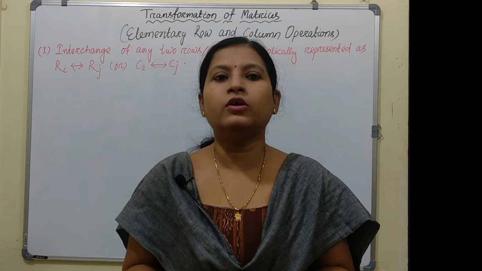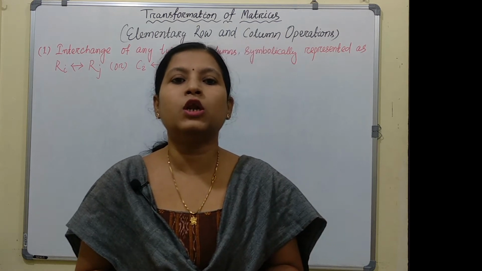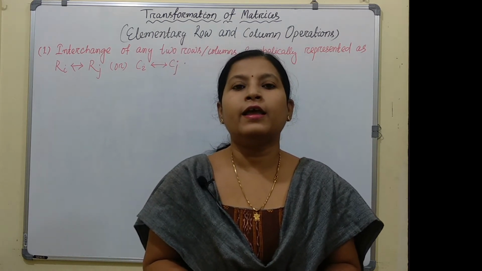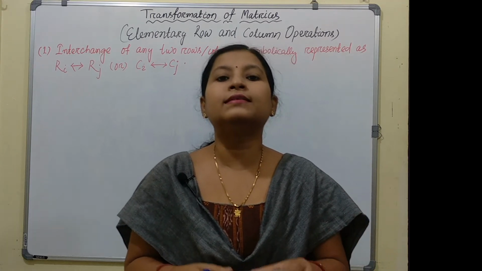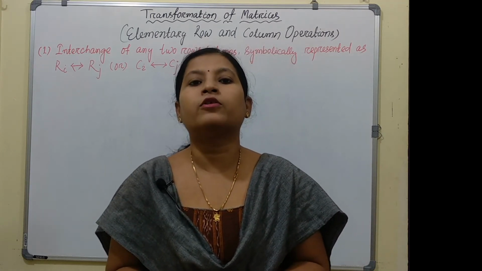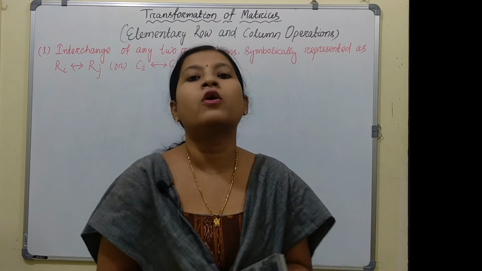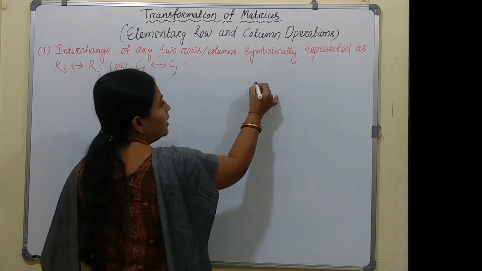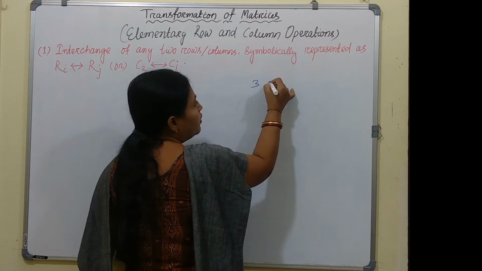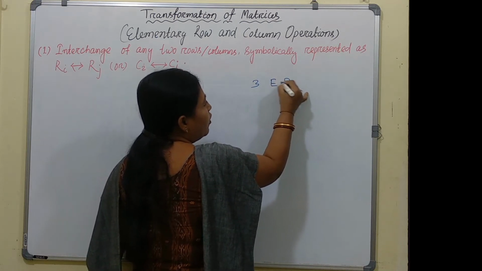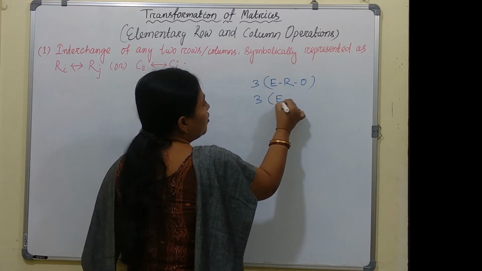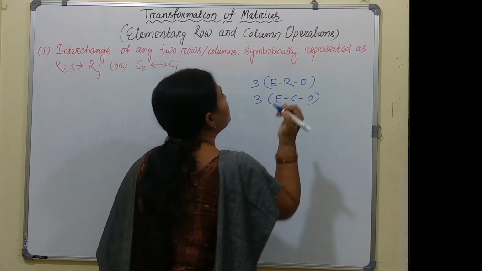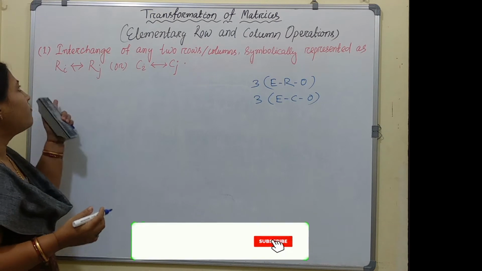Hello everyone, today we will start transformation of matrices, or elementary row and column operations. There are 6 operations, 3 for row operations and 3 for column operations. So there are 3 elementary row operations and 3 elementary column operations. Let us start with the first operation.